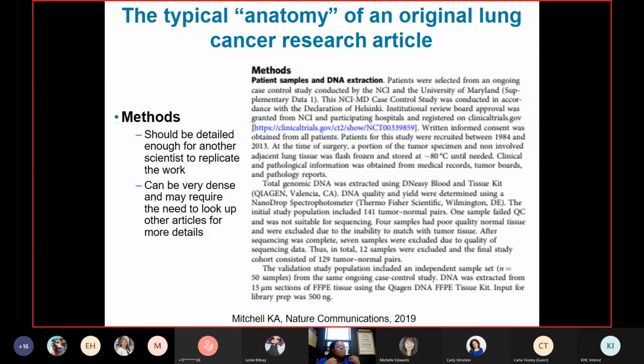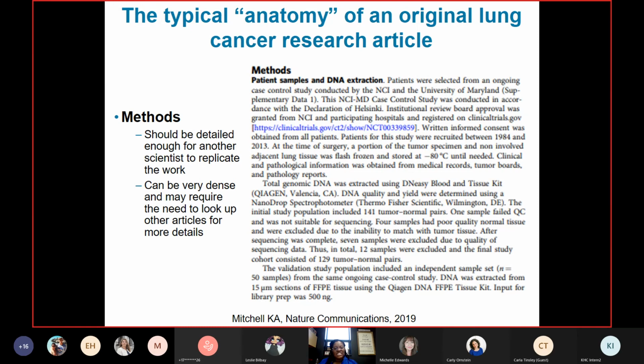Okay, so next we have the methods, right? So if you think about how you actually are doing these experiments to get the data, to get the result, to create this new knowledge, that happens in the methods section. So this can be a very daunting section. I remember the very first time I read a lung cancer research article, I thought, what the heck is happening here? I don't even know what this is, right? So that's a normal feeling to get in the methods section.